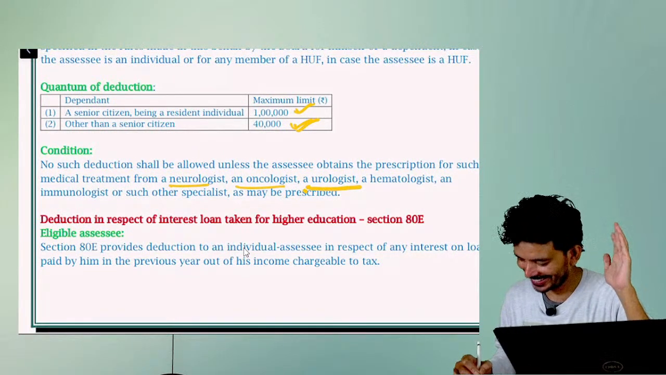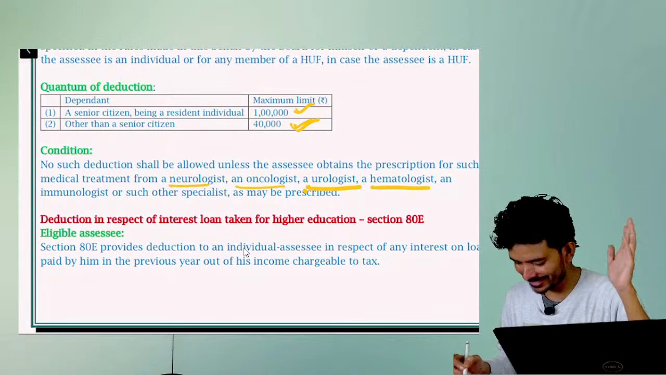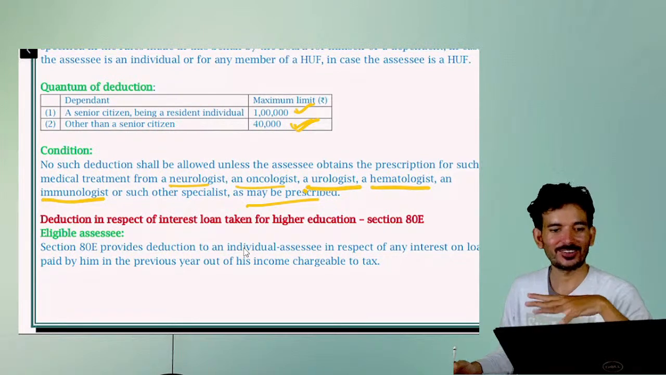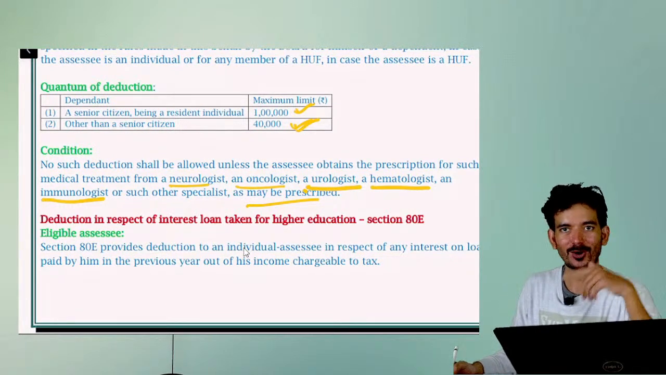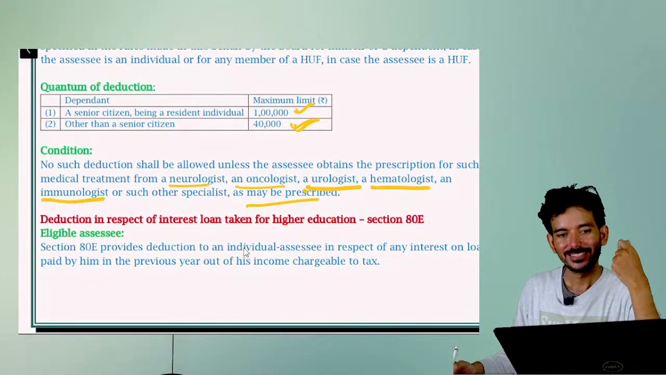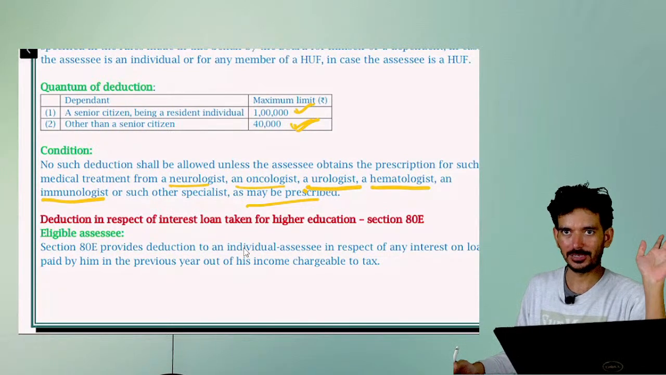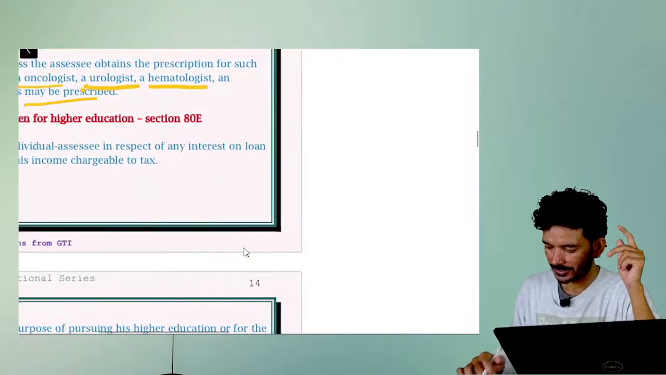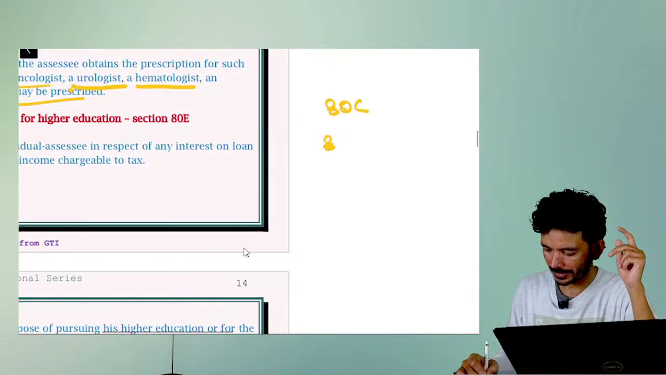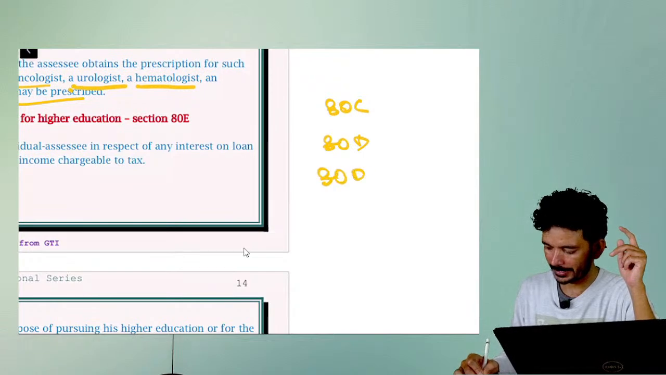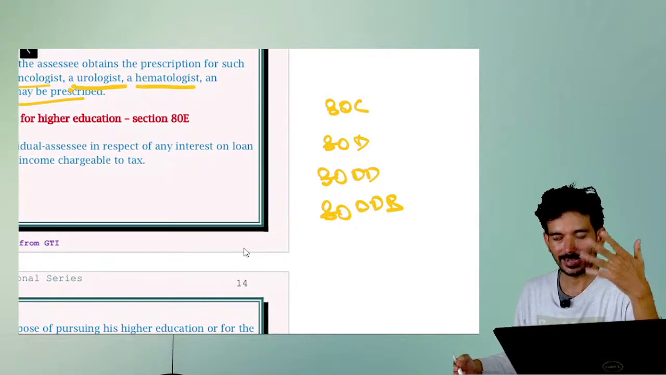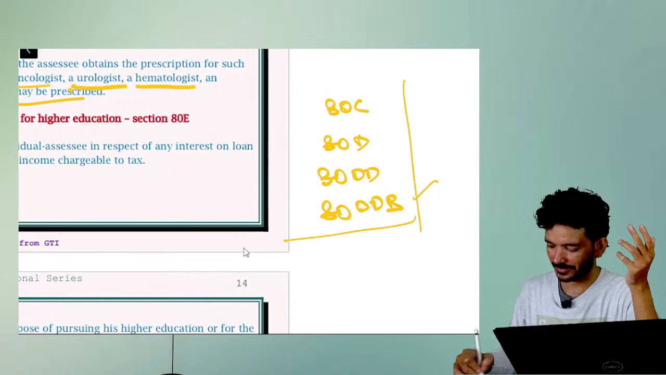hematologist, immunologist, all the 'ists'. Whatever is prescribed by the government, all those doctors have to give the certificate, which you have to submit to the CBDT. So that is your 80DDB. So 80C, 80D, 80DD, 80DDB. I'm not telling you what each section is, but by now you might be clear with this. So with 80DDB we are done.